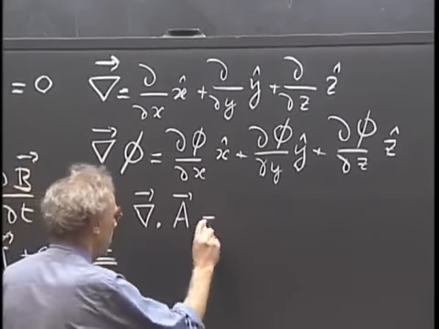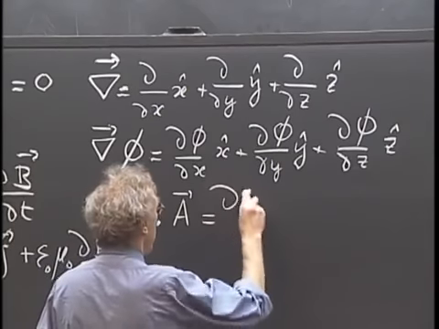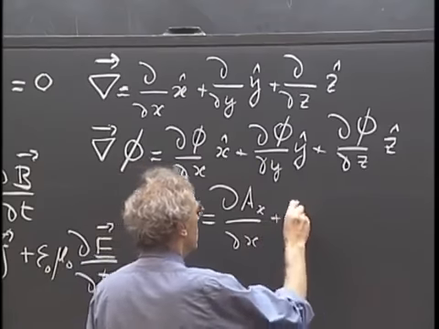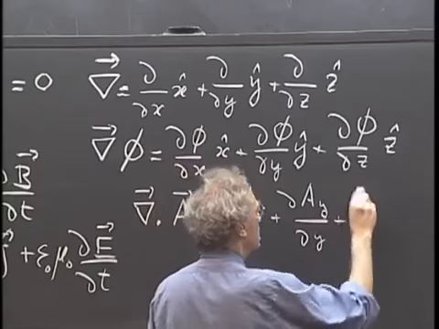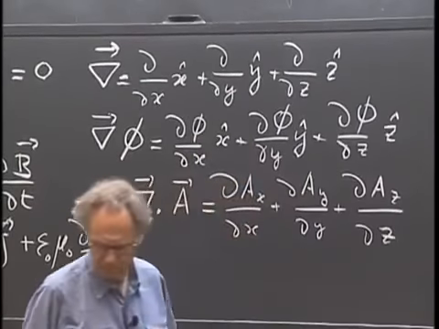And then we have the divergence of a vector A. That itself is a scalar, and that is dAx dx, plus dAy dy, plus dAz dz.